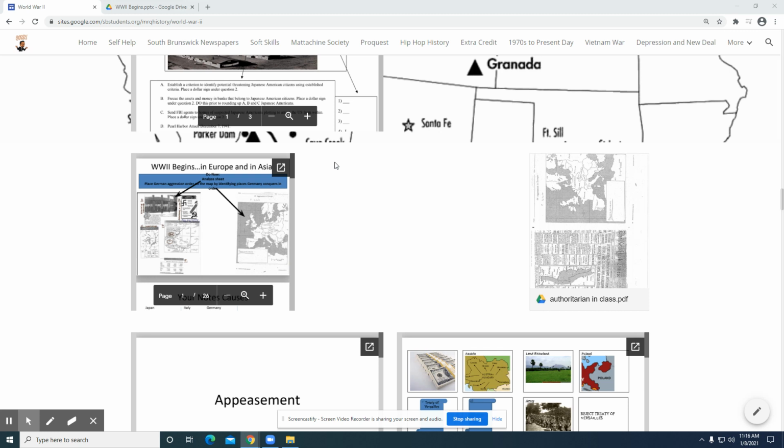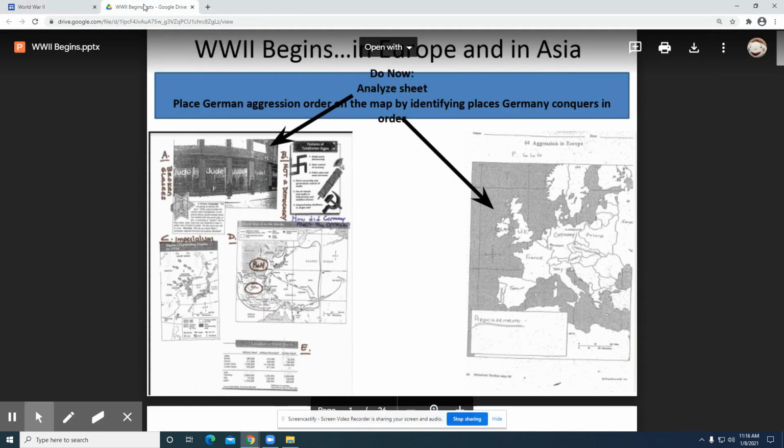The topic here is World War II begins in Europe and Asia. I want to direct you to this particular file here because we see that file being used. Here we have a map of Europe as well as images that include some terms, a couple of maps here.